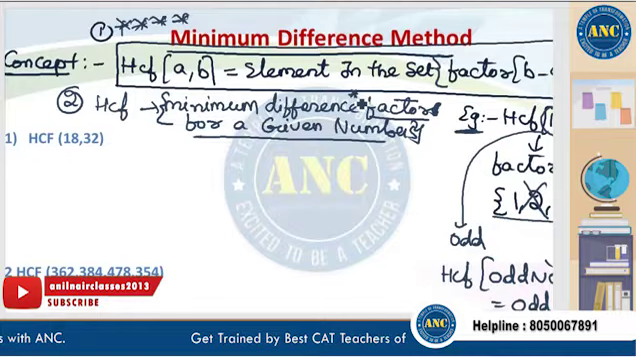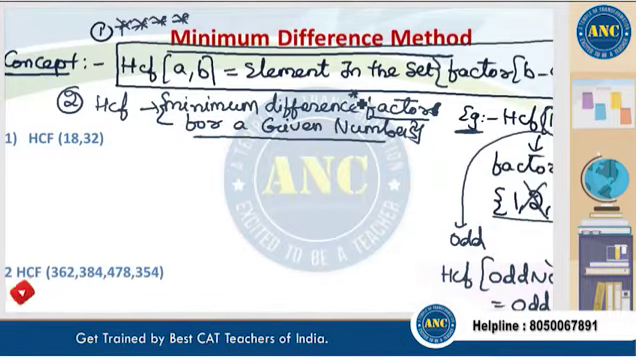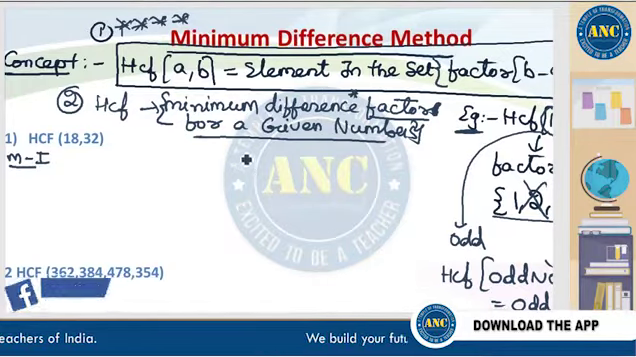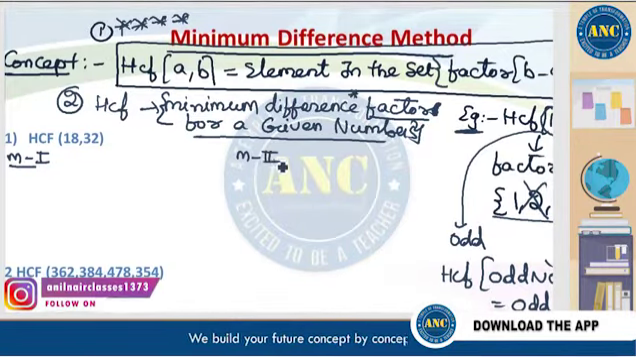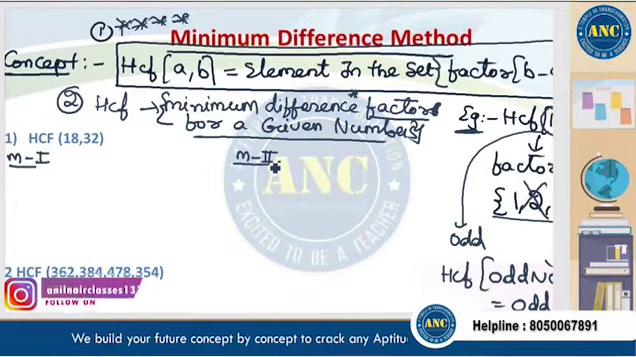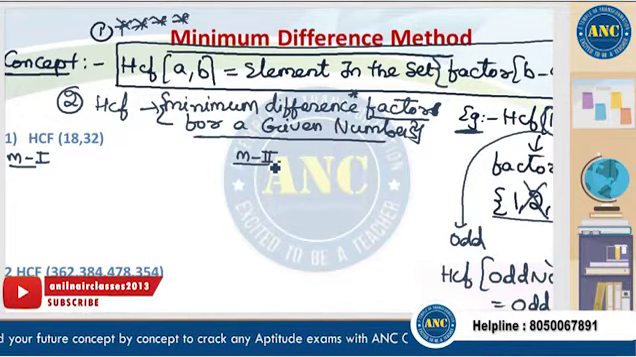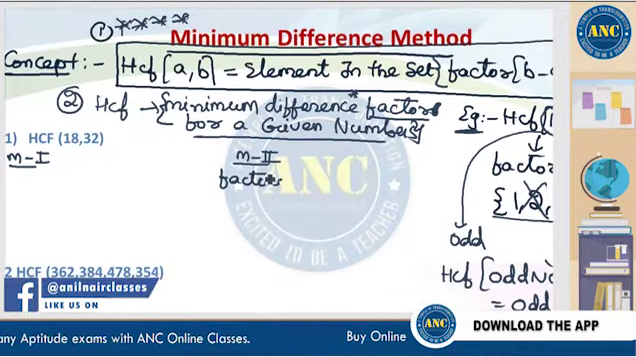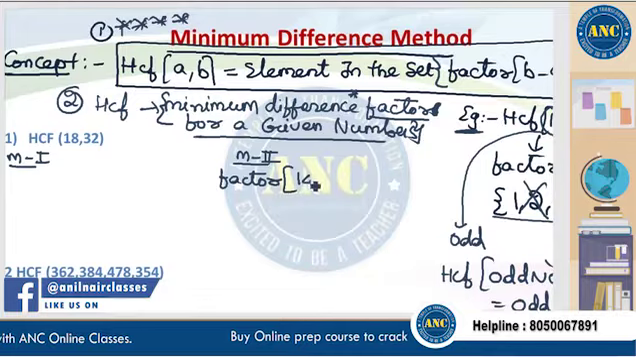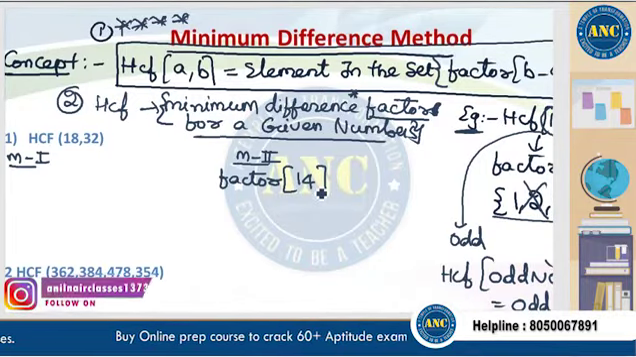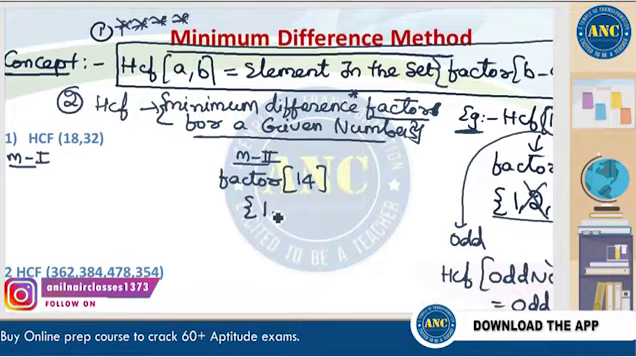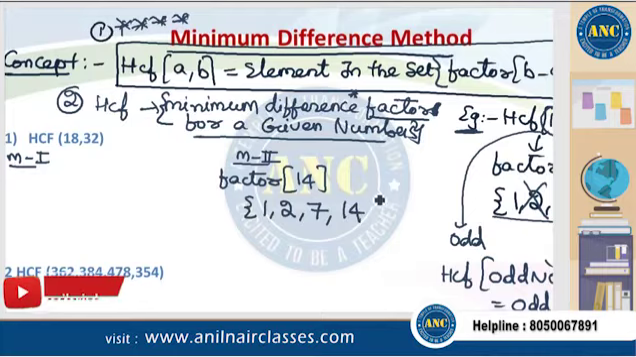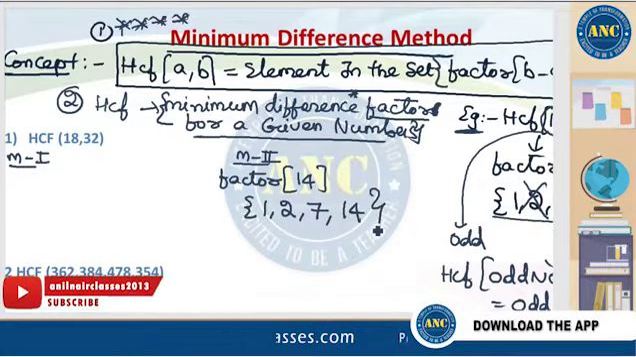Now I will try doing this problem in the minimum difference method. Now I will do this problem in method 1 and method 2. Method 2, what is it that we discussed? HCF of any two numbers is an element in the set factor of B minus A. 32 minus 18 is 14. The answer is an element in the factors of 14. What are the factors of 14? 1, 2, 7 and 14. These are the factors of 14.